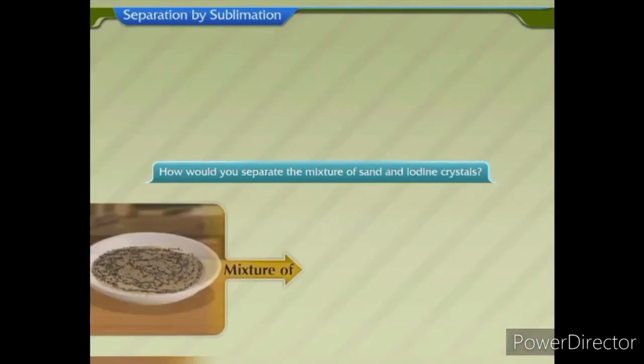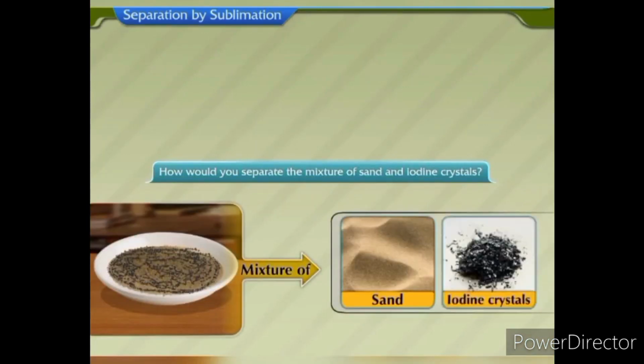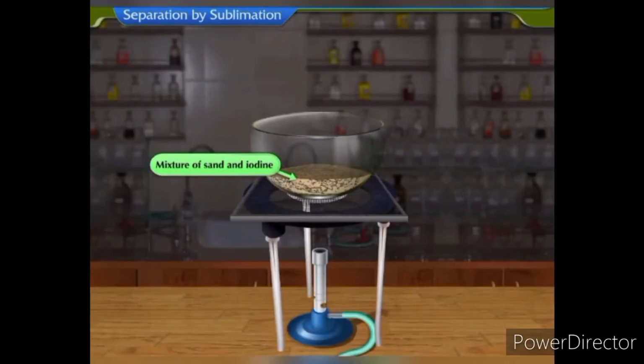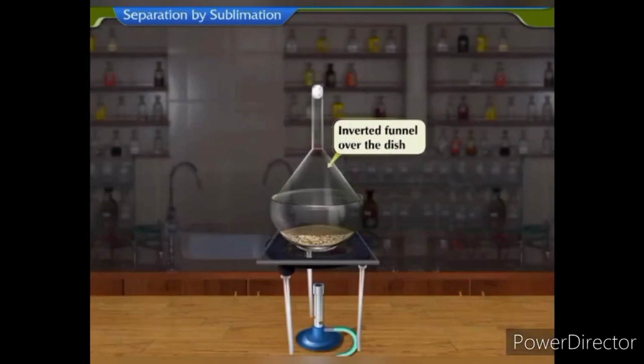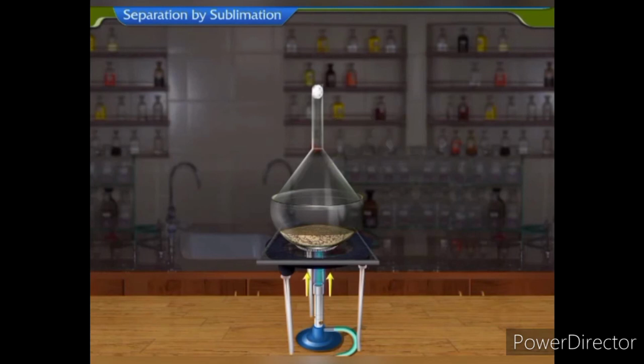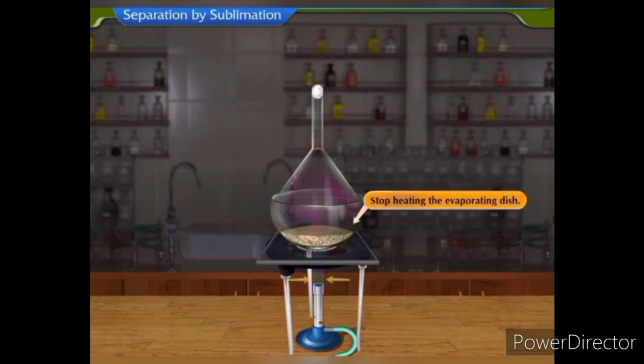How would you separate the mixture of sand and iodine crystals? Take a mixture of sand and iodine crystals in an evaporating dish. Plug the open end of the funnel with cotton. Place an inverted funnel over the dish. Now, heat the dish. There are violet vapors visible. Stop heating the evaporating dish and allow it to cool.